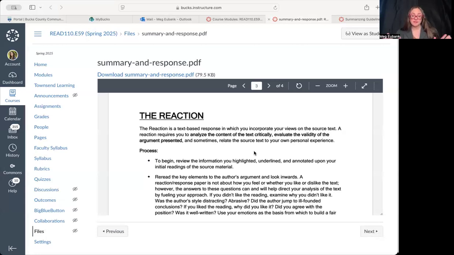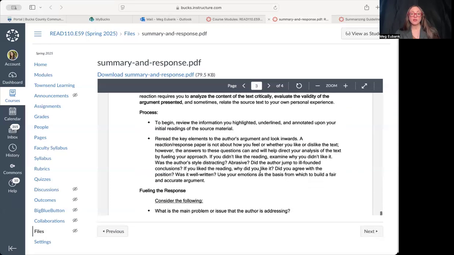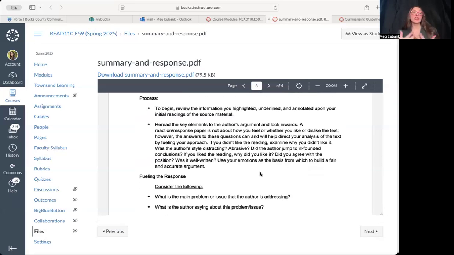But basically, reread what the author has to say and then look at yourself, look inwards and see how you are internalizing the piece. So if you hated what the author had to say, you can't just say, I didn't like it. You need to explain why. What was it about it that bothered you? Is it the argument they did? Was it the author's style of writing? Is it the way that the author outlined things? Is it the examples they gave? Do you feel like it's not a strong argument? So you need to back it up with those ideas.